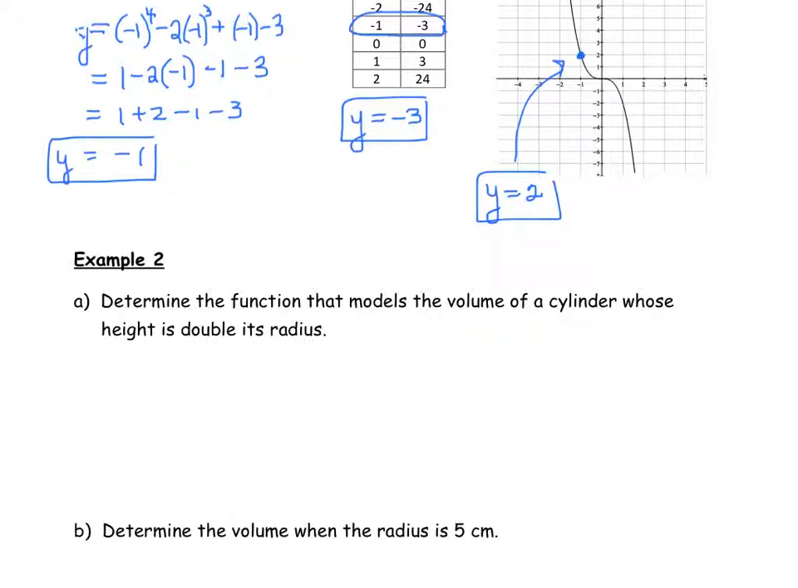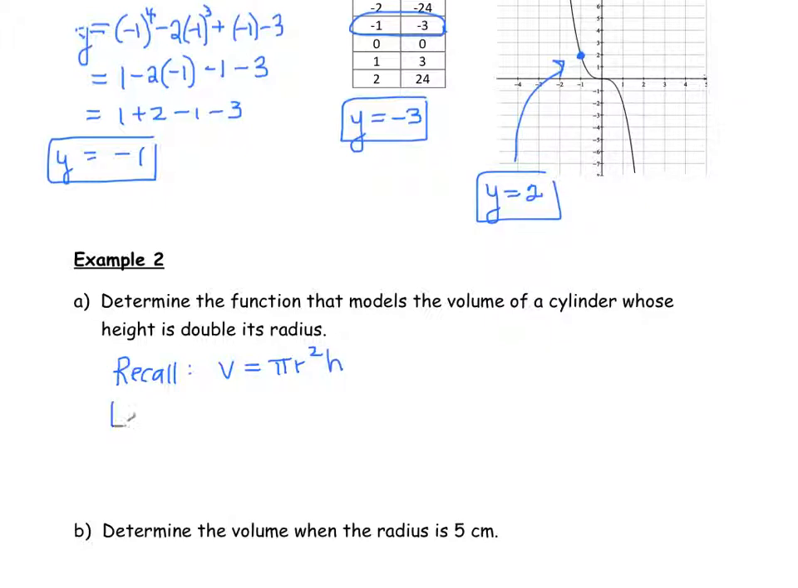And the next example involves the volume of a cylinder. It says determine the function that models the volume of a cylinder whose height is double its radius. Now let's just recall the formula for volume of a cylinder. It may be a while since you've seen that. So V equals pi r squared, so the area of the base, times height.